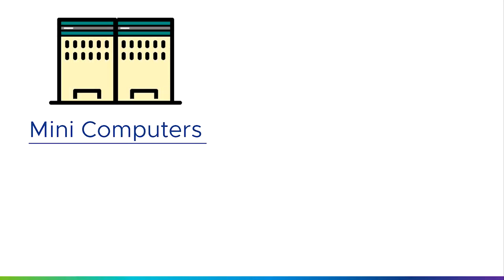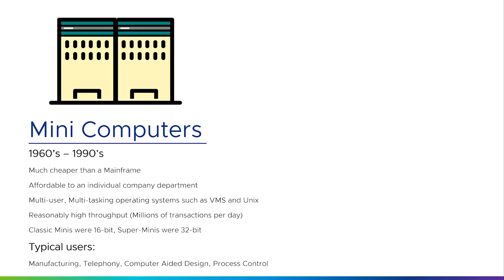Now, for most people, a mainframe was the kind of thing that a large company could only afford to buy one of, until the advent of minicomputers, where suddenly we had a computer that was much cheaper than a mainframe, and now an individual department could afford its own computer. They use multi-user, multitasking operating systems, things like VMS and Unix. It had a reasonably high throughput, millions of transactions per day, so still in millions, but nothing like the billions that a mainframe can do.